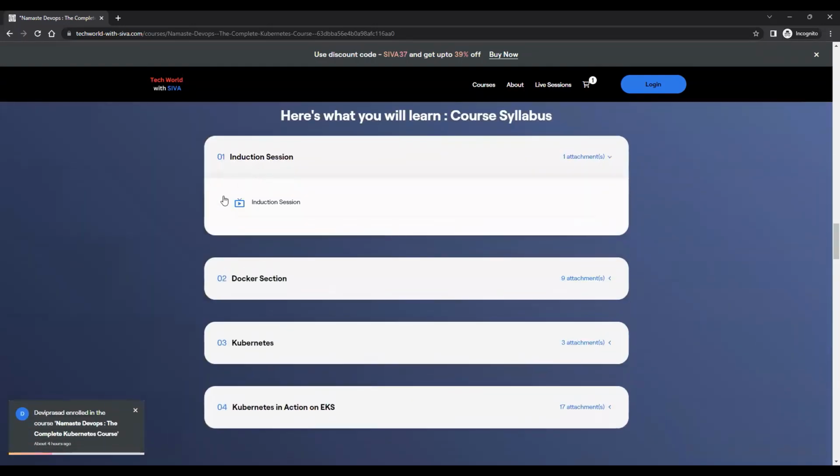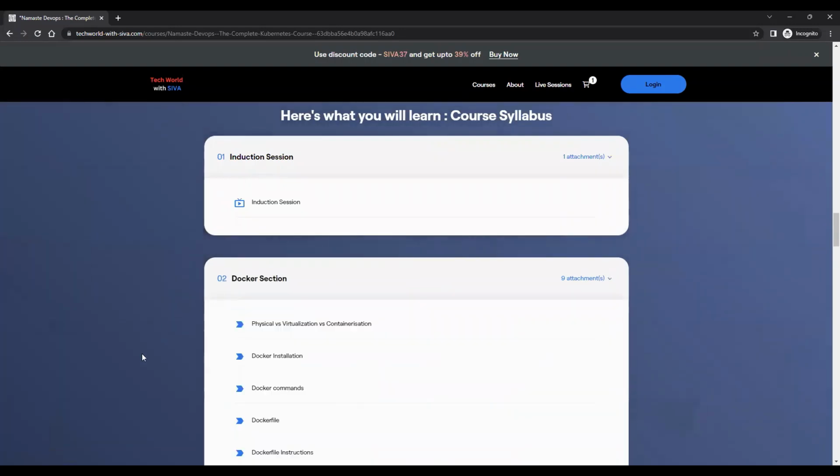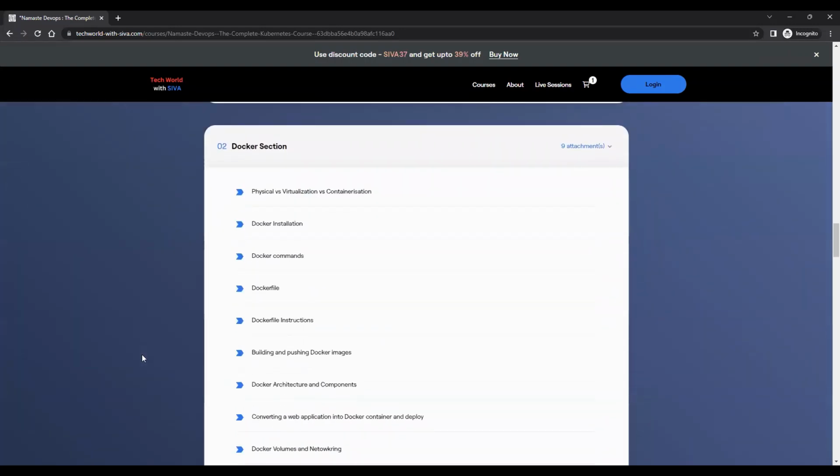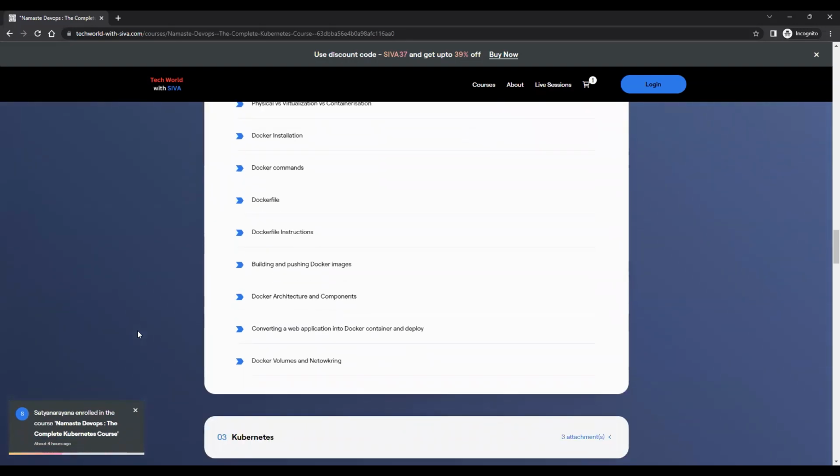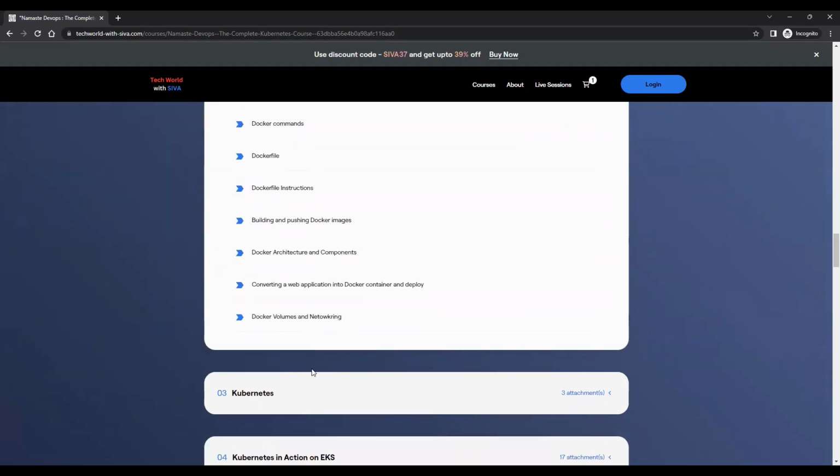First, we will have an introduction session, and then we will go very deep into Docker. We will understand the difference between physical machines, virtualization, and containerization. Later we will install Docker, learn Docker commands, Dockerfile and its reference, and learn how to build our own images and push them to a Docker private registry. We will discuss Docker architecture and its components. We will use our RoboShop project. Then we will create RoboShop project containers and deploy them using Docker Compose. We will learn Docker volumes and networking.